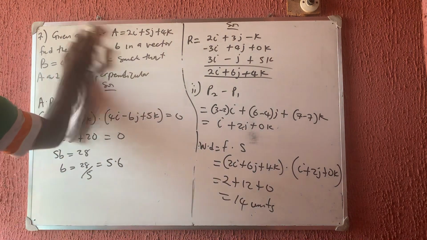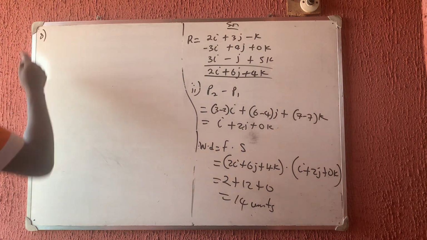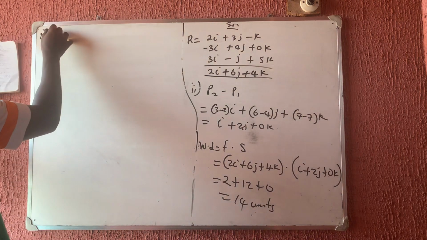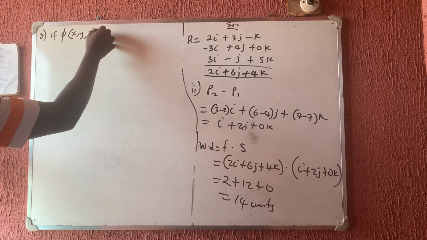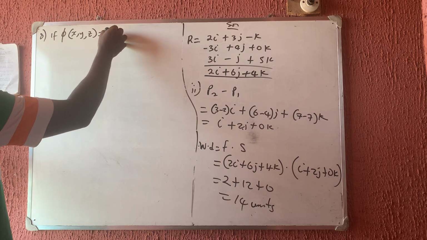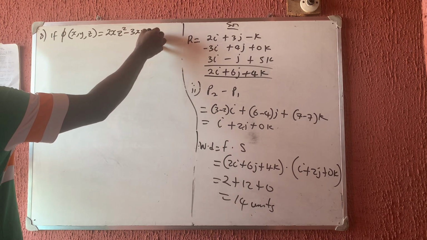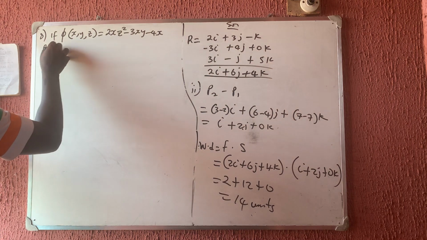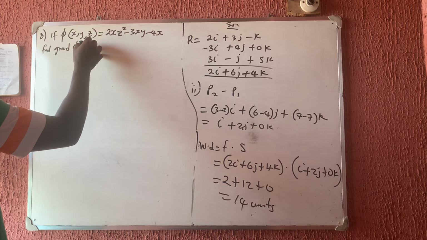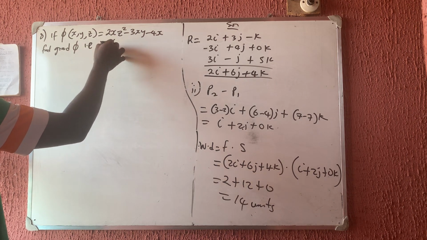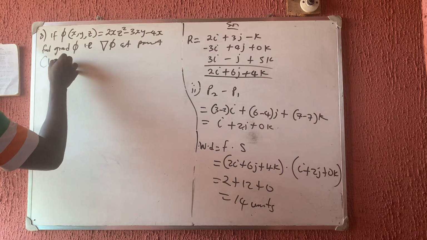Question number 8 said that if phi of x, y, z is equal to 2xz squared minus 3xy minus 4x, then find grad phi, the gradient of the scalar at point 1, minus 1, 2.